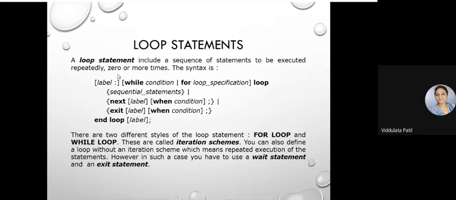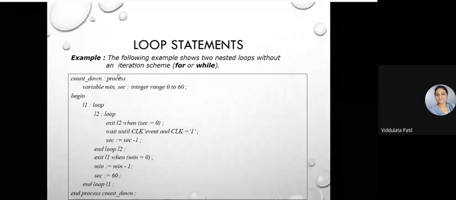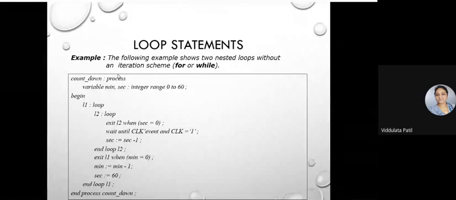Here we will have the first example, which is without an iteration scheme. That means there is no for loop or while loop used in this example. There are two nested loops used, but remember that here we have not used any for or while loop.